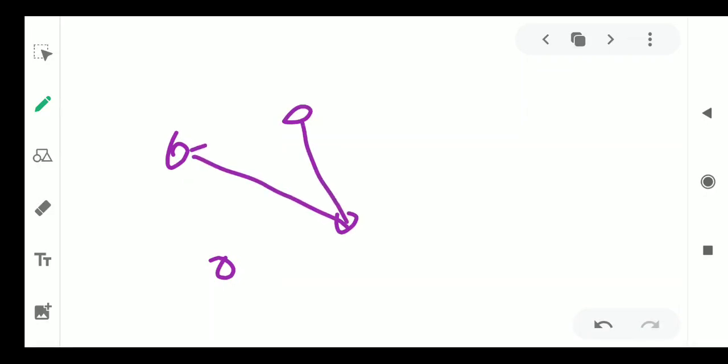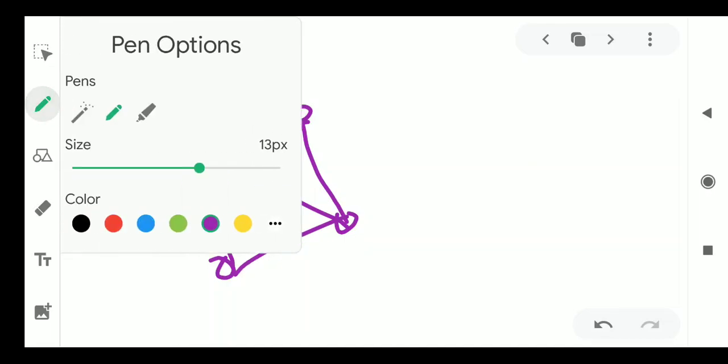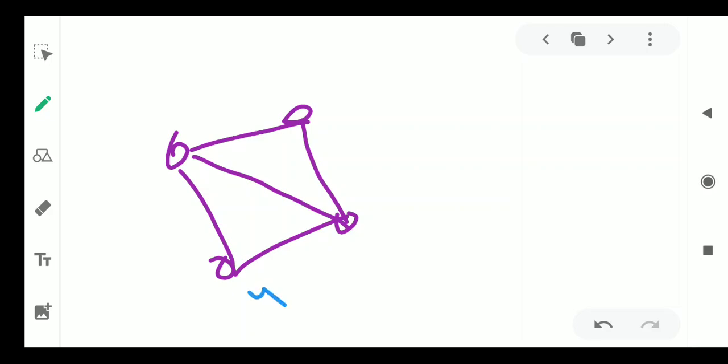For example, if I have a graph like this, let me call it a graph with vertices u, v, w, x. So there are 4 vertices and 5 edges. What is the distance between u and w? I can travel from u to v and w. That's the shortest path. I can also move from u to x and x to v. Length is 2, here also length is 2.